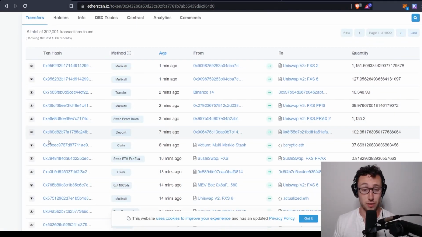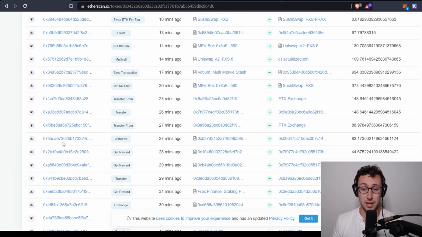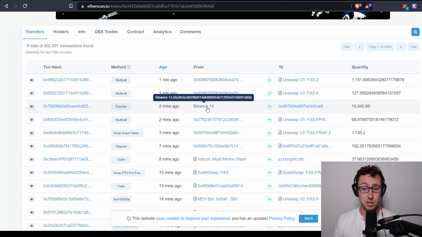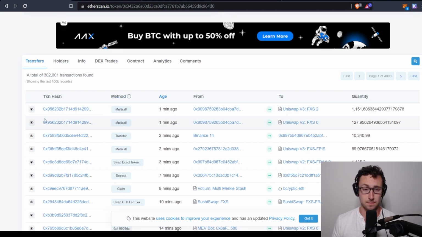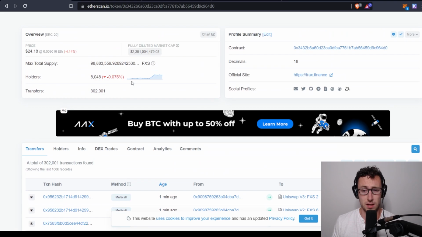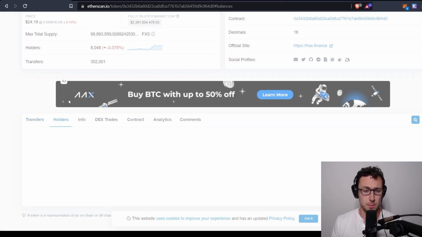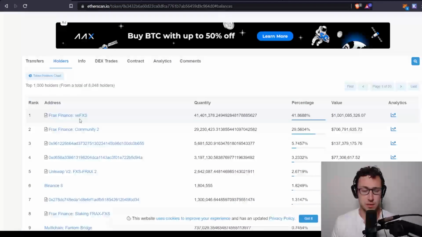You can also see transfers here. So this part I don't use so much. I don't monitor it so much, I should say. But you might be interested in tracking whale transfers or exchanges on certain types of coins. That's pretty interesting.